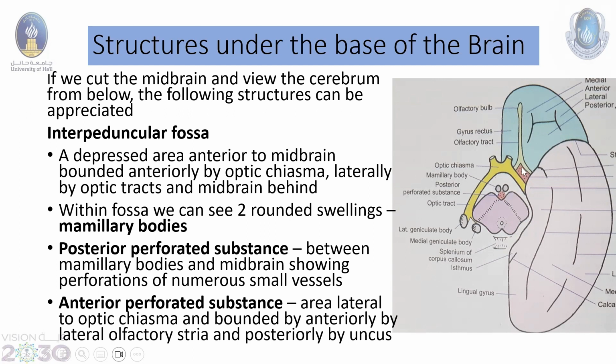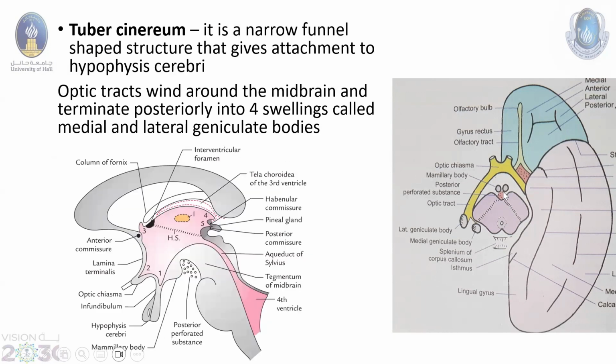And there is one more area, called the anterior perforating substance. This is lateral to the optic chiasma, and it is bounded anteriorly by the olfactory striae. This is the olfactory tract, and this is the olfactory stria. It is bounded posteriorly by the uncus. So this is the anterior perforating substance, and this is the posterior perforating substance.